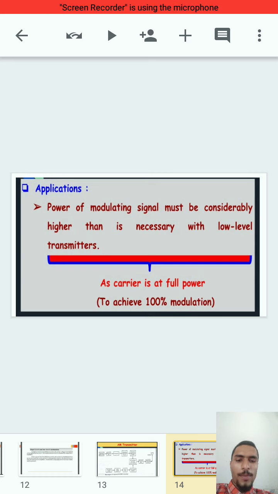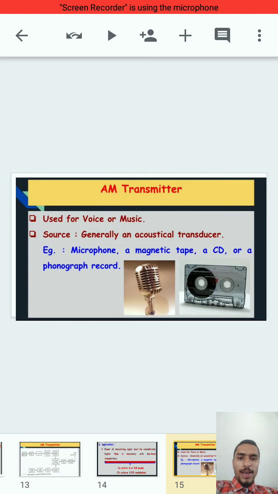Applications of high power amplifier. The power of the modulating signal must be considerably higher than is necessary with low level transmitters, as the carrier is at full power to achieve 100% modulation. The AM transmitter is used for a voice or music source, generally an acoustical transducer. Examples: a microphone, a magnetic tape, a CD or a phonograph record.